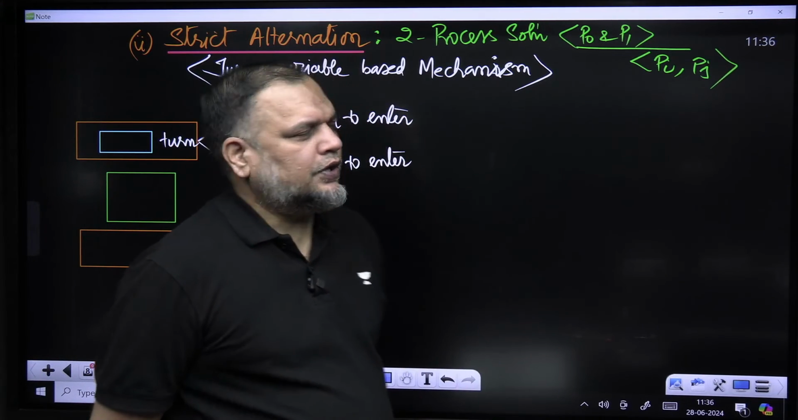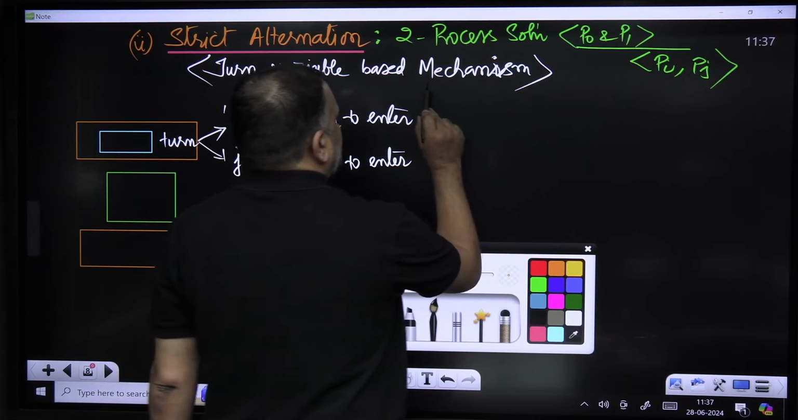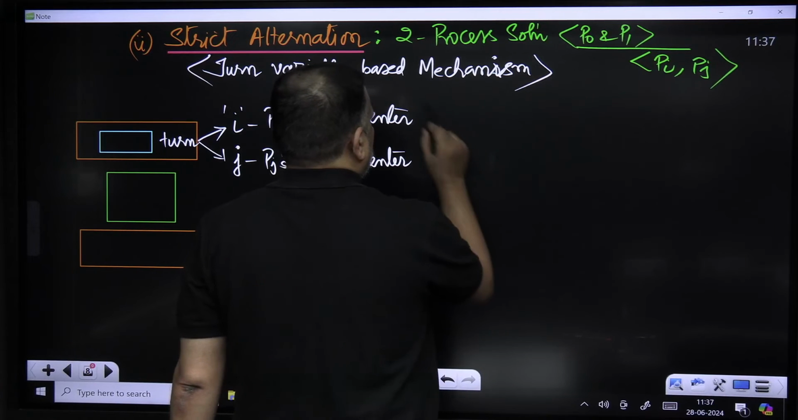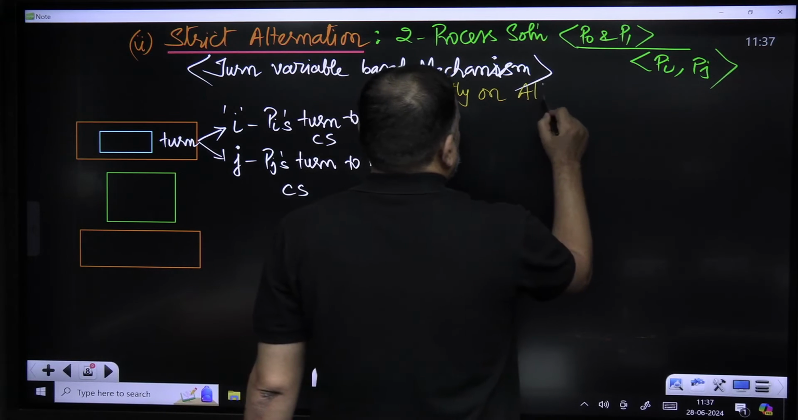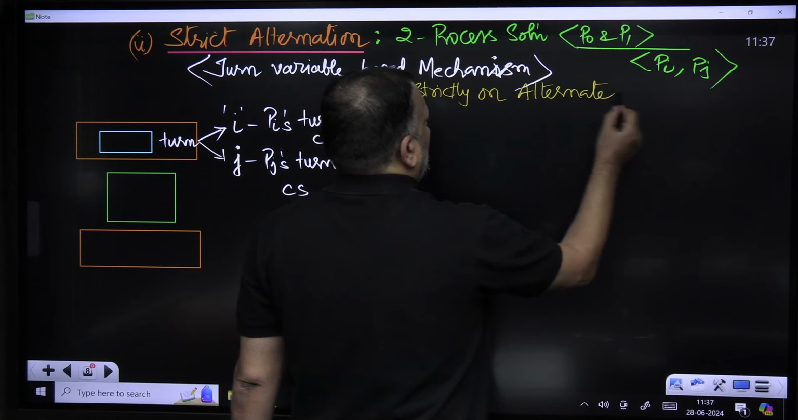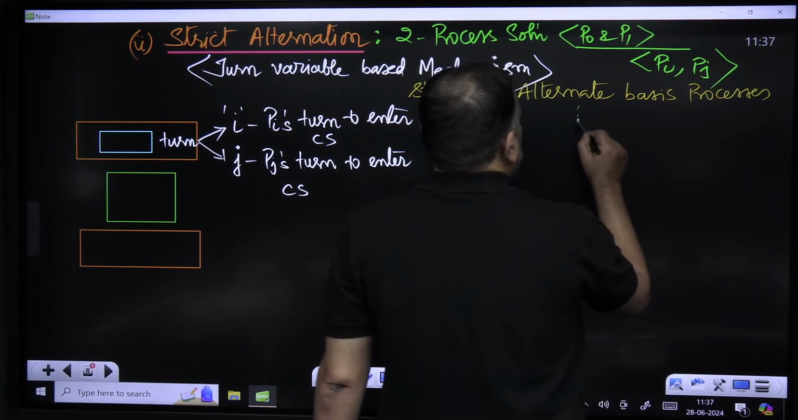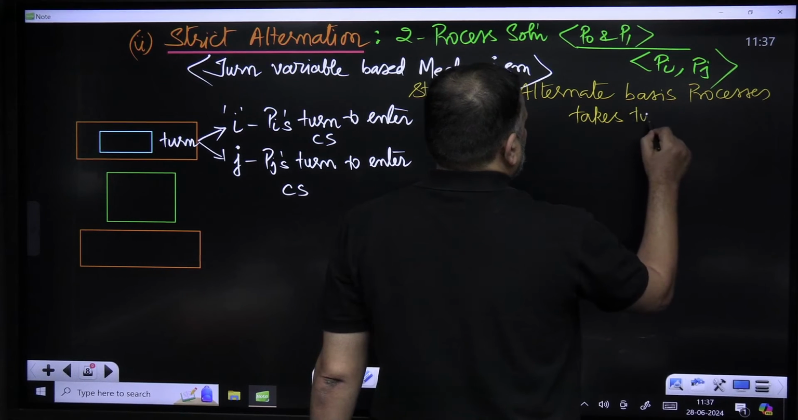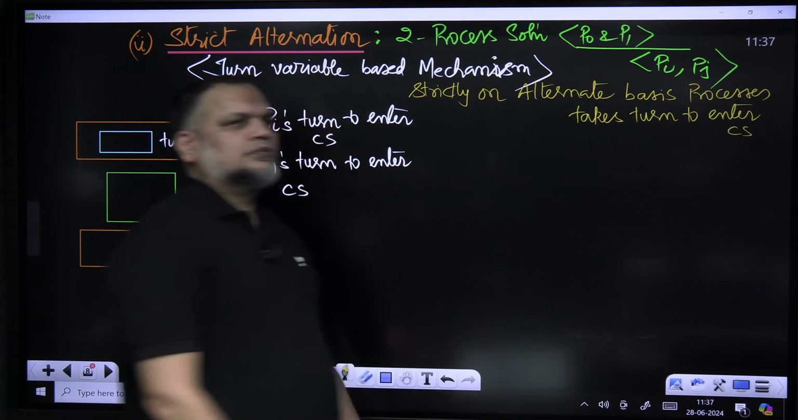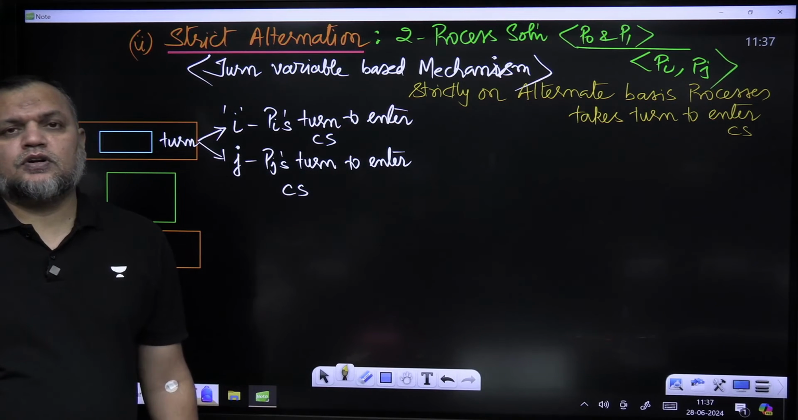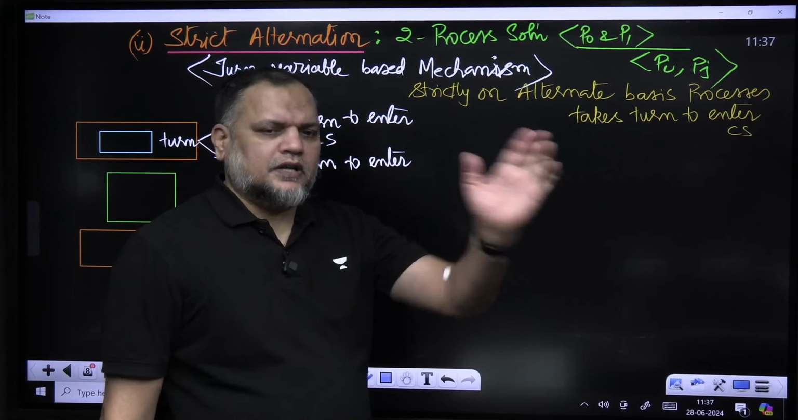ये है ideology. So therefore, in this regard, we make a claim saying that strictly on alternate basis, ऐसे लिखेंगे हम, strictly on alternate basis, processes take turns to enter critical section. Strictly on alternate basis, processes take turns to enter or access critical section. First Pi, then Pj, then Pi, then Pj, then Pi, then Pj, like that.